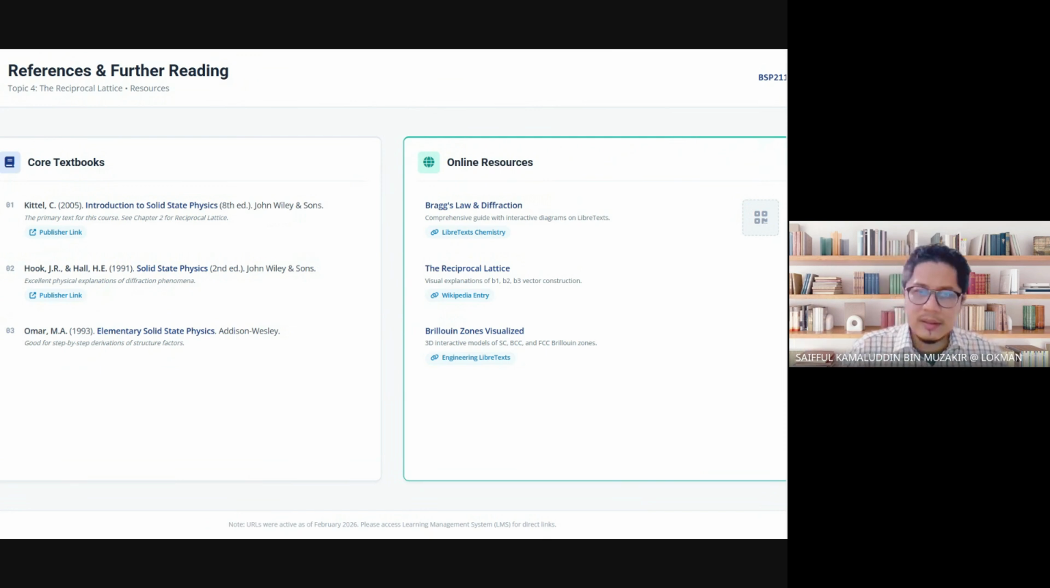Charles Kittel. I think there is a free version online. I don't know, you can check. I think in the library we have that book. Yes, definitely we have that book in our library. For additional reading and visual explanations, the online references are also useful. I strongly recommend you visit the sections on reciprocal lattice and Brillouin zones, because they are essential for later topics such as phonons and band structure.